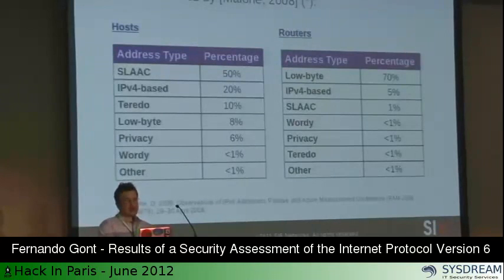You can see in this slide that you have 70% of low-byte addresses, which shouldn't be a surprise, because in the case of routers you typically configure their addresses manually, so you don't include the MAC address of the network interface or anything else. But in most cases, you just set the interface ID to all zeros and change the last byte.